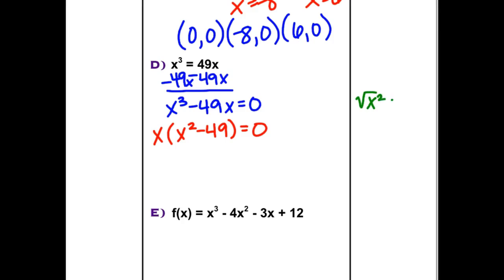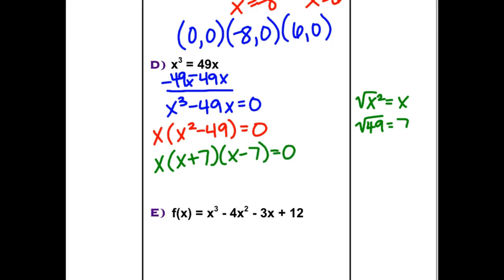Then I realize, well, x squared minus 49, those are both perfect squares. Square root of x squared is x. Square root of 49 is 7. So that means that I still have the x out front. Now I've got x plus 7, x minus 7 equal to 0. So now I've got the options of either x equal to 0, x plus 7 equal to 0, and x minus 7 equal to 0.